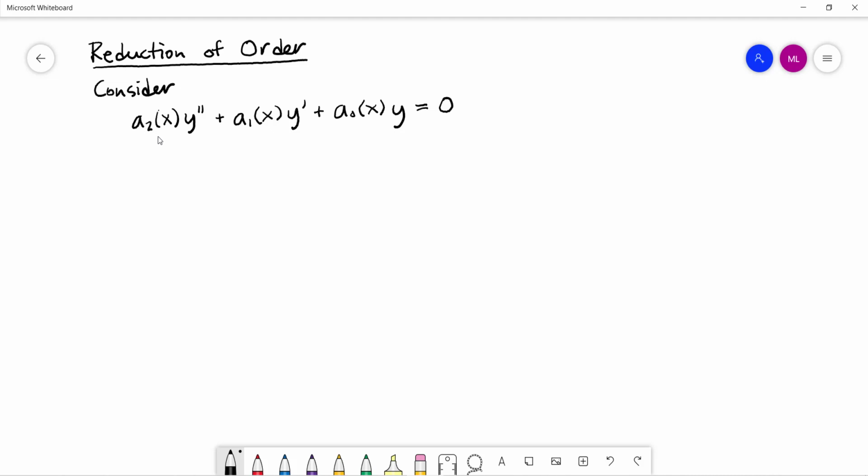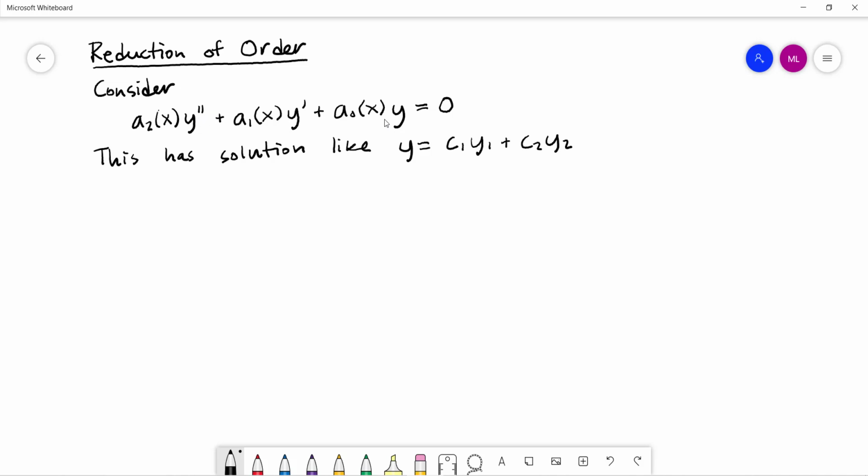In general, based on our discussion, again, the long, arduous discussion we had in the last video, I know that the solution to this will take the following form. So this has a solution that looks something like this: y equals C1 times some y1 plus C2 times some y2, where y1 and y2 are two separate linearly independent solutions to the original equation. Right? This is one of the things we talked about.